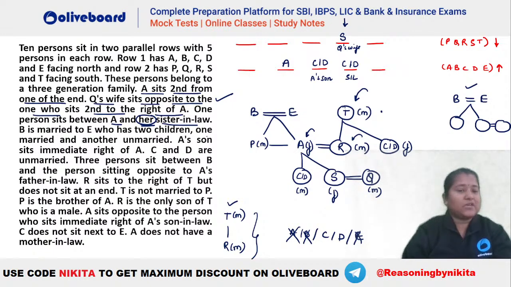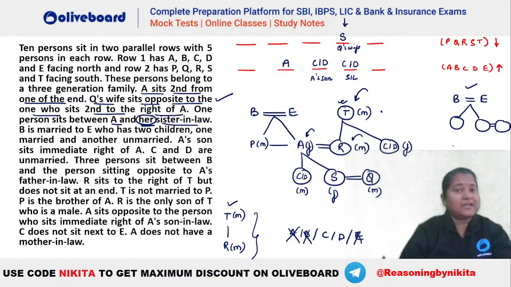D is married to E, who has two children, one married, another unmarried. A's son sits immediate right of A, done. C and D are unmarried. Three persons sit between B and the person opposite to A's father-in-law. Then, R sits to the right of T. You can see who is A's father-in-law, that is T, isn't it? So it is known that T has to be the father-in-law. So R sits to the right of T. Okay, R has to be towards the right of T.